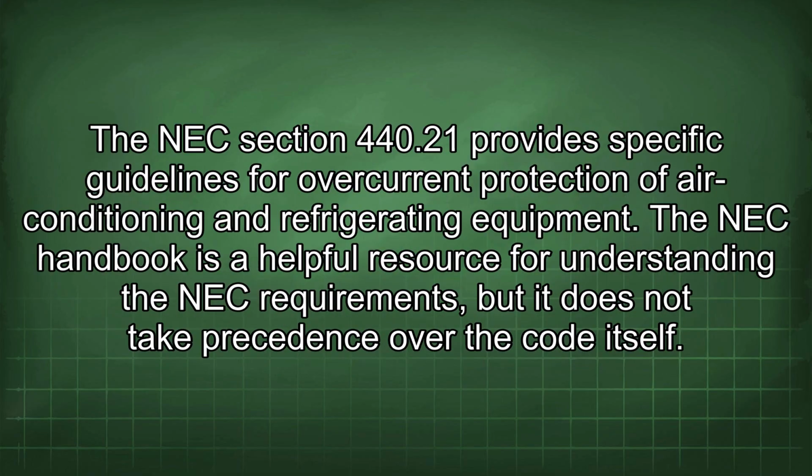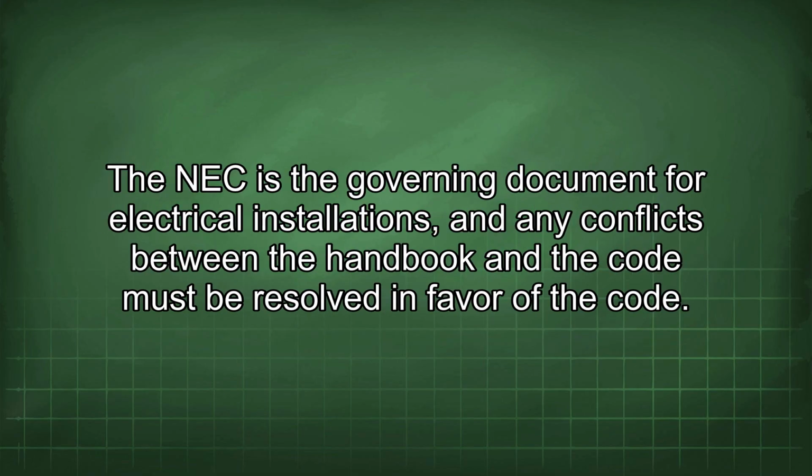The NEC Section 440.21 provides specific guidelines for overcurrent protection of air conditioning and refrigerating equipment. The NEC Handbook is a helpful resource for understanding the NEC requirements, but it does not take precedence over the code itself. The NEC is the governing document for electrical installations, and any conflicts between the handbook and the code must be resolved in favor of the code.